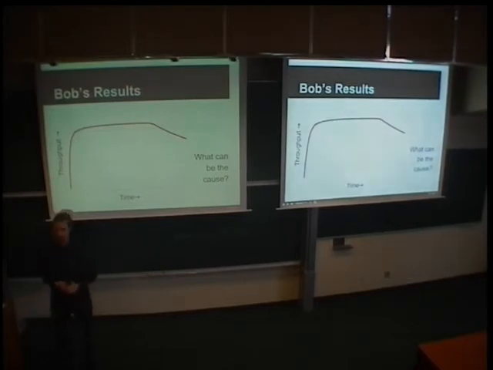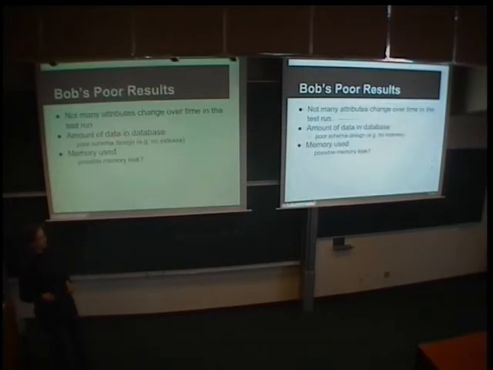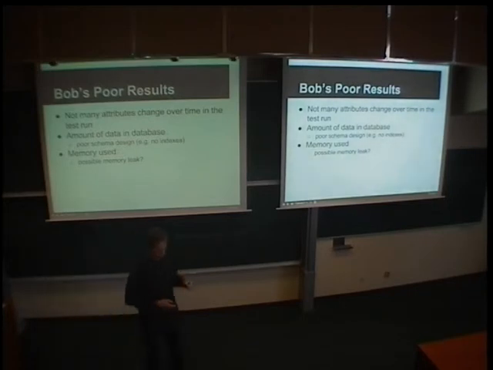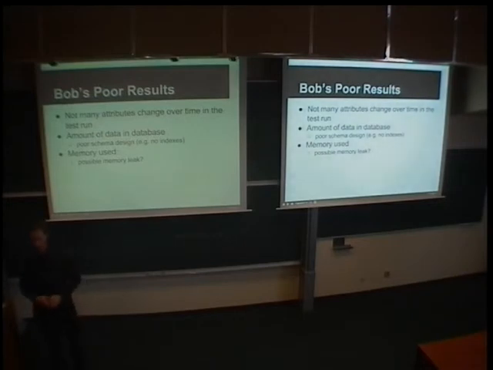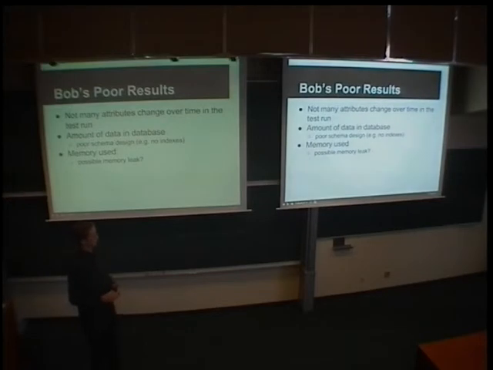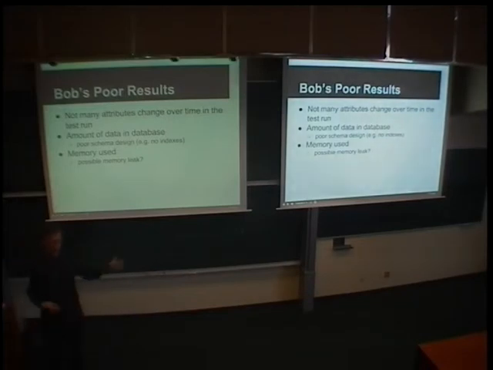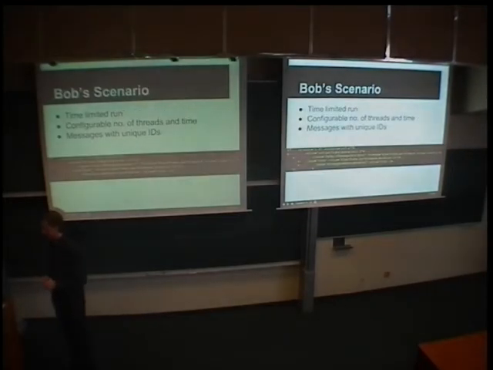Memory leak, okay. Resource starvation. This is exactly what we have listed here. Bob was testing their new company application that uses a database to store the data. And not many attributes in such a performance test change over time. So the application is still the same, the test is still the same, the message that is sent to the system is still the same. What can basically change is the amount of data in the database. So there can be some poor schema design, like missing indexes, or the database got full. Or there can be a possible memory leak. So let's try to investigate those things first.